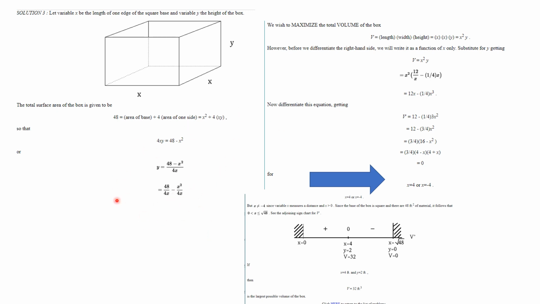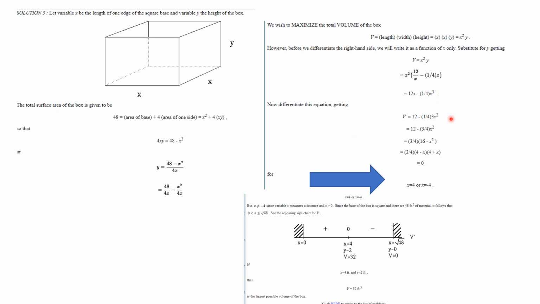Okay, so we remember that then, and we can say we want to maximize the volume. So it's going to be length times width times height. That's going to be x times x times y, x squared times y. So the volume is x squared times y, but now we substitute what we found that y was in terms of x into the problem, and we multiply it, and we find out the volume is equal to 12x minus, and this is going to be x cubed over 4.